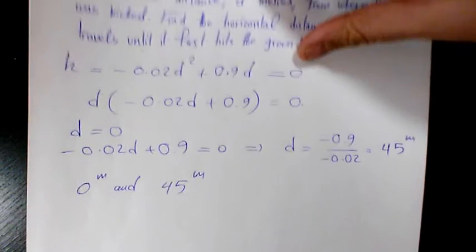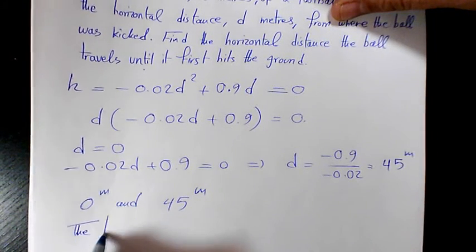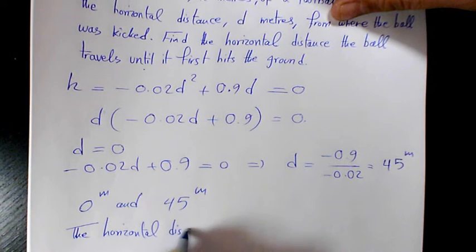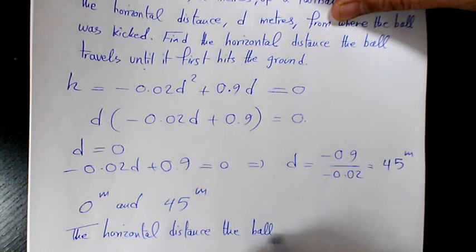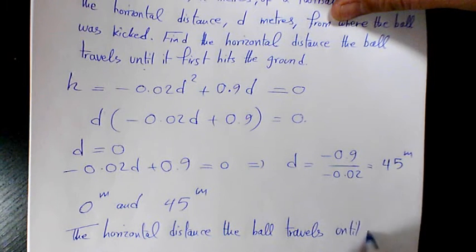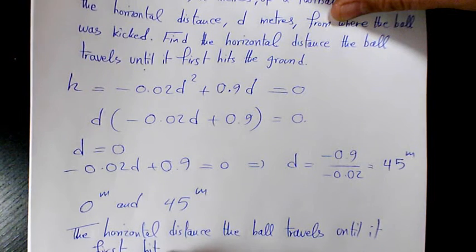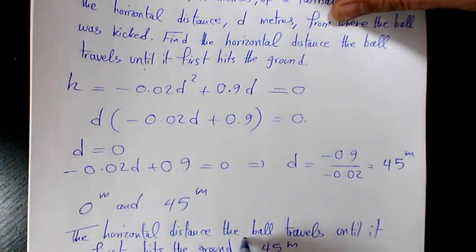So basically, it means that the horizontal distance the ball travels until it first hits the ground is 45 meters. That's it.